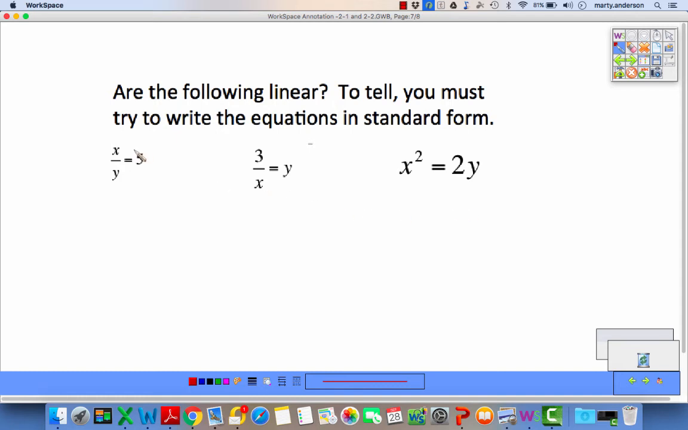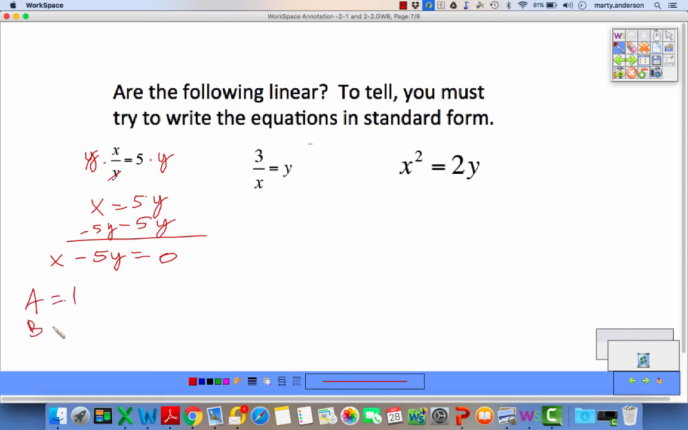Oftentimes you need to try to write them in standard form, so I look at these first two and I think I currently have things in the denominator, so I need to multiply both sides by y, and I get x equals 5y. Secondly, I need to subtract 5y from both sides. And can I do x minus 5y? Nope. X minus 5y equals 0. The value of a is 1. The value of b is negative 5. The value of c is 0. We are good. A is positive. They're all integers. The greatest common factor is 1. And it's written in standard form.